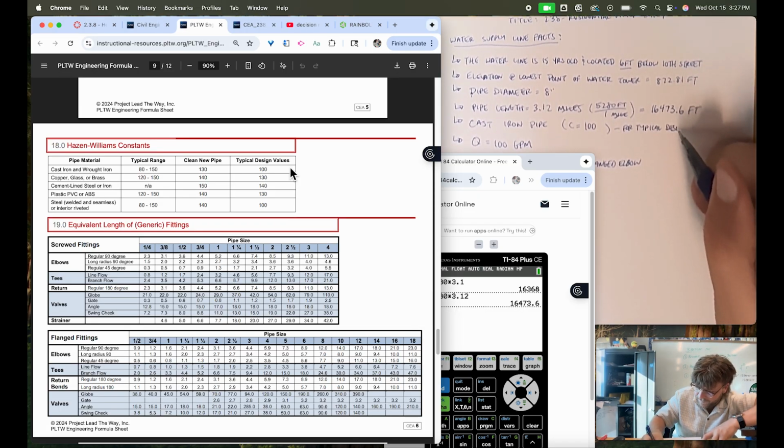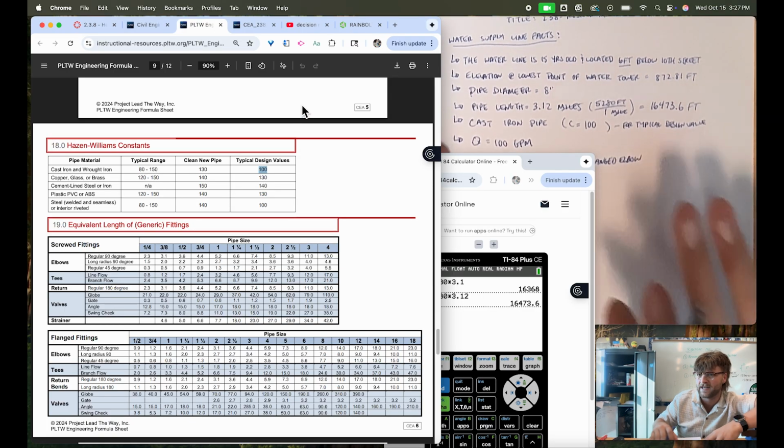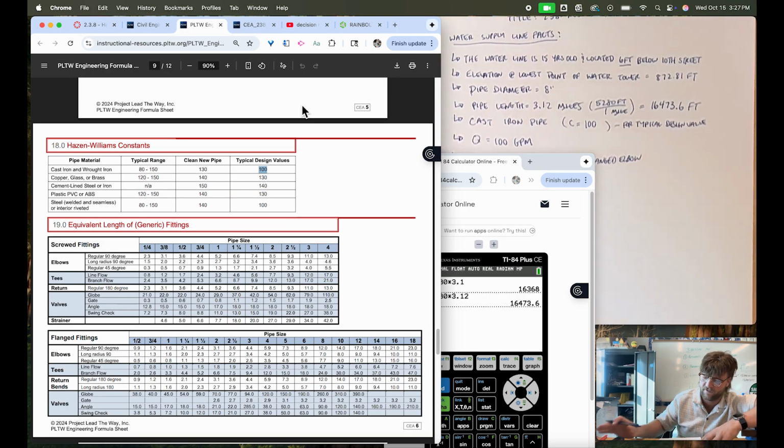This is for the typical design value. So they might end up telling us later on, right? Although we typically use this design value, they might tell us later on that we should use the lower range or the higher range of this. It's up to them. So we're going to have that just written out for right now.